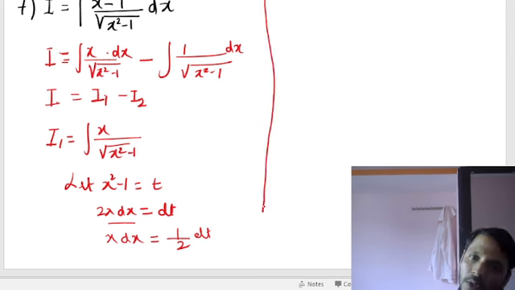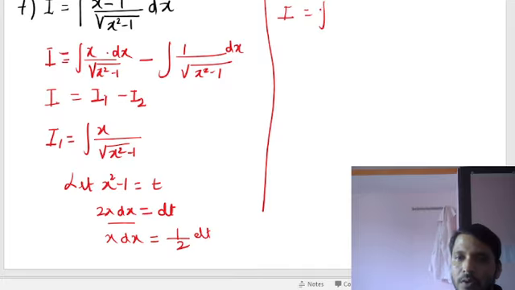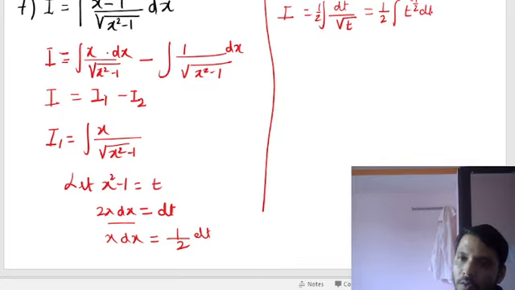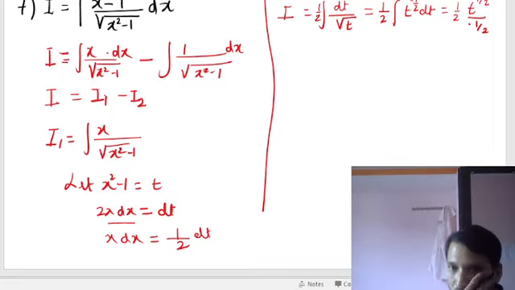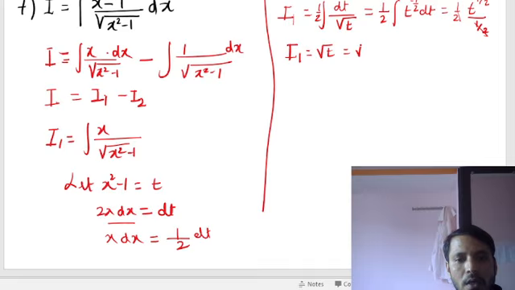So our I1 is the integration of 1 by 2 outside and dt divided by root t. We can write it as 1 by 2 as it is, integration of t power minus 1 by 2 dt. And t power plus 1 if you add here it will become 1 by 2, and divided also by 1 by 2. So this 1 by 2 will get cancelled out. So here I1 is equal to root t. Root t means root of x square minus 1, because we have assumed t equal to x square minus 1.